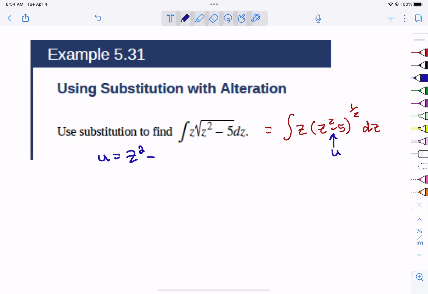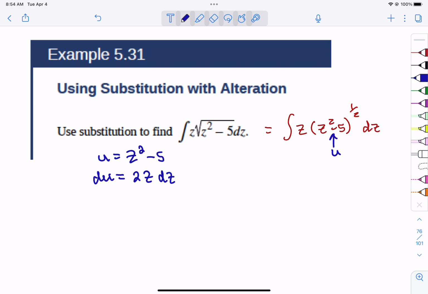Well, the derivative of z squared is 2z, and I see a z to the first out there. Now the 2 is going to cause an issue, but we're going to fix it. We're going to make it work, and here's how. We're going to do the derivative. du is 2z dz.